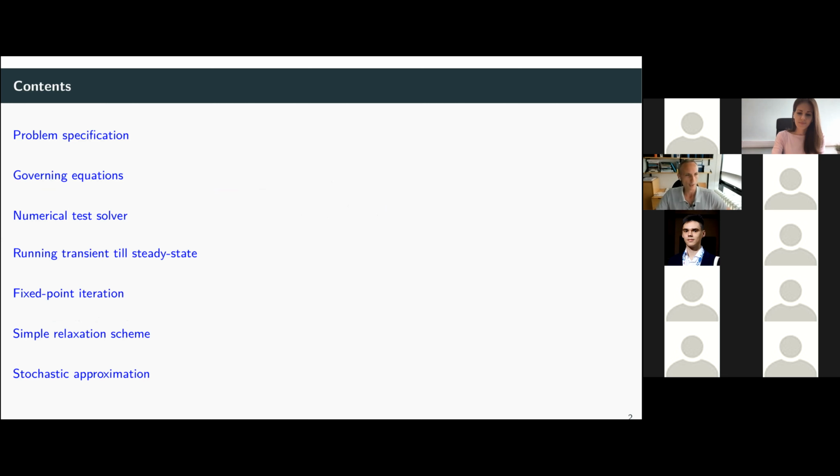So just a quick outline of the lecture. I will specify the problem in more detail, then I'll just show a few very simplified equations. I will present the numerical test solver that I'm going to use for the animations and the plots demonstrations. And I will show you a number of ways in which people have been trying to calculate the steady state. Many of the ways are not optimal, and I will show you why. But at the end, I will show you also how you can achieve the steady state in a proper way, efficiently and maintaining numerical stability.